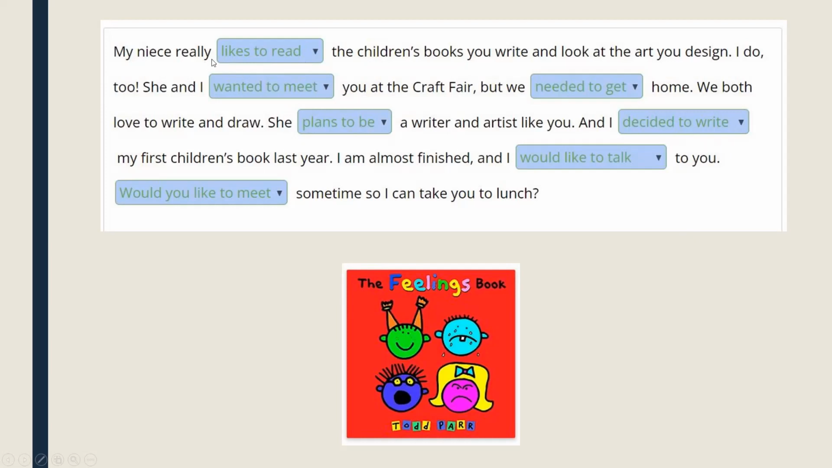This is a person talking about a book for children, okay? So this is a children's book. The name of the book is The Feelings Book, by Todd Parr. So here the person said, my niece really likes to read the children's books you write and look at the art you design.